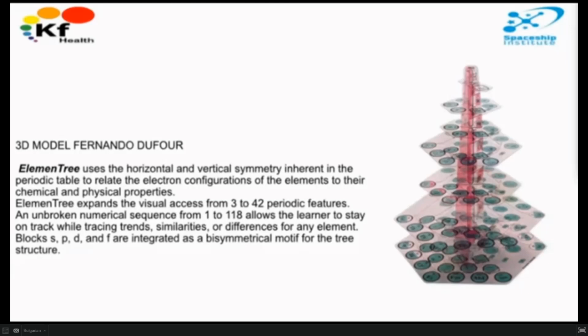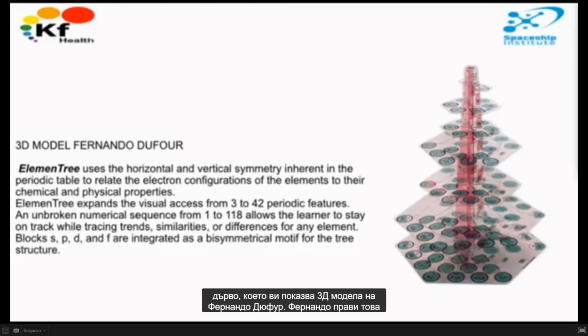make some kind of tree, which gives you the 3D model of Fernando Dufour. Fernando Dufour made Element 3, that is the periodic table, named Element 3. Use the horizontal and vertical symmetry inherent in the periodic table to relate the electron configurations of the elements to their chemical and physical properties.